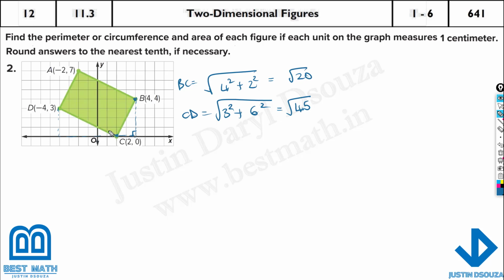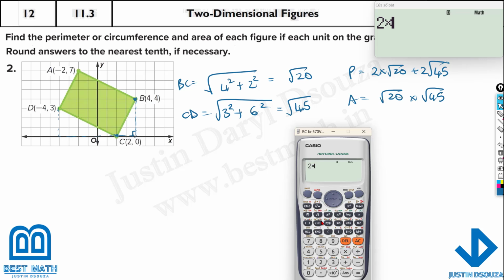Now we have to find the perimeter. We know the sides. So perimeter will be equal to 2 times square root 20 plus 2 times square root 45. That's the formula for a rectangle's perimeter. Area is just square root 20 times square root 45. You just multiply two adjacent sides. Let's use our calculators and find it to the nearest tenth. First, let's find the perimeter. The formula is 2L plus 2W, so 2 times square root 20 plus 2 times square root 45.